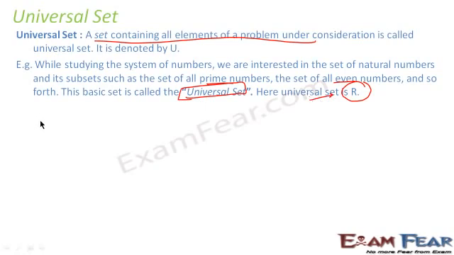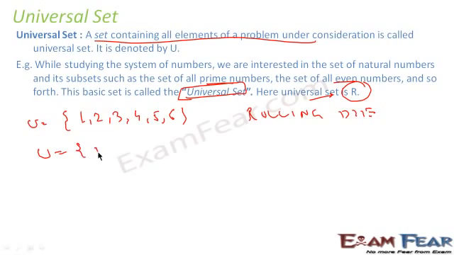Take one more example. When we are throwing a die, we get 1 2 3 4 5 6. So these are the only options we get. So in this case the universal set will be 1 2 3 4 5 6 in case of rolling a die. When we toss a coin, we get head or tail, correct? So the universal set of tossing a coin will be head comma tail. So universal set is nothing but a bigger set which contains all the elements under a problem.